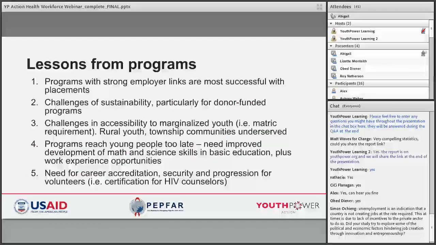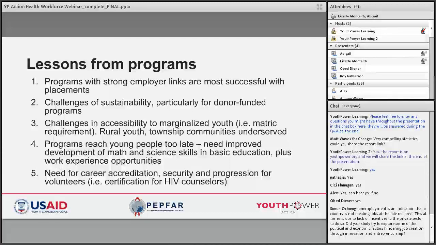Quick overview of lessons from the programs that we looked at. So first is that programs with strong employer links we found to be the most successful in terms of placements. And these are programs that work closely with industry. The second was that there was a significant challenge in terms of program sustainability. So these are particularly for donor-funded programs.